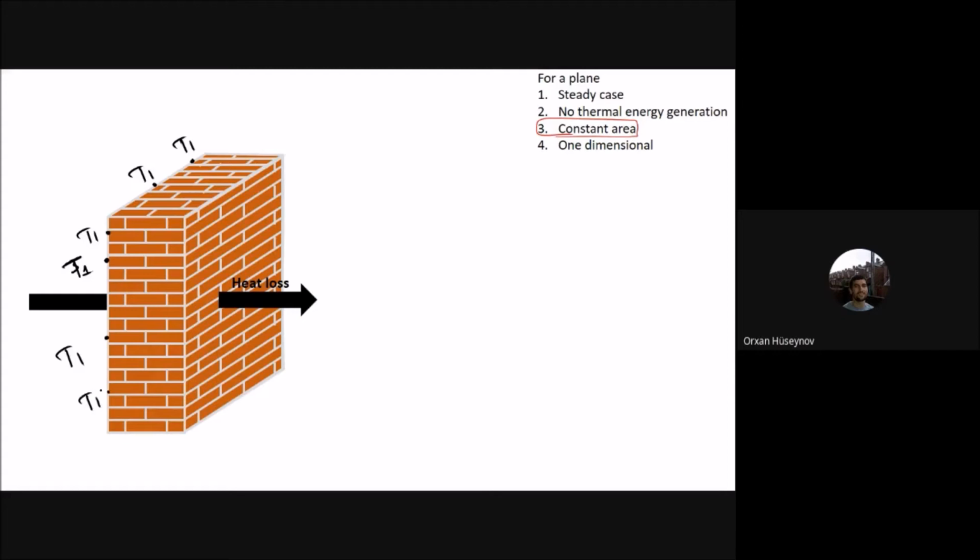You can see that the temperature along this surface, and also at the points that I'm not able to show you, is always T1. Okay, and this T1 doesn't change with respect to time, because it is steady, and it is the same along that surface.